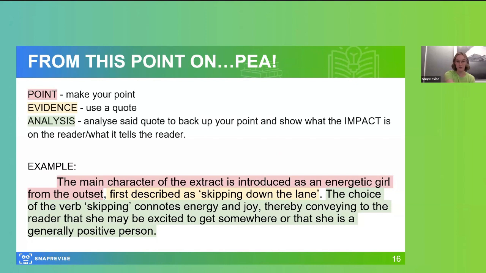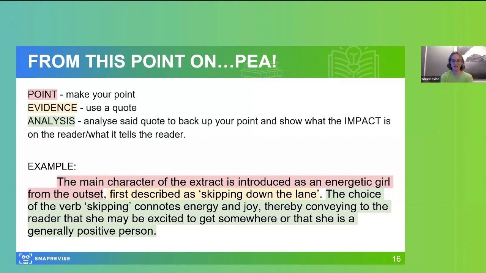Whether it's in English language or English literature, it is not enough just to provide a really great analysis of the quote that you've suggested. It's very important. Analysis is one of the most important parts of these exams. However, if you don't talk about the significance of what that means for you as a reader, or what that tells you about your overall understanding of the text, you're not going to be getting those higher marks. So always make sure that you point, evidence, and analyze.